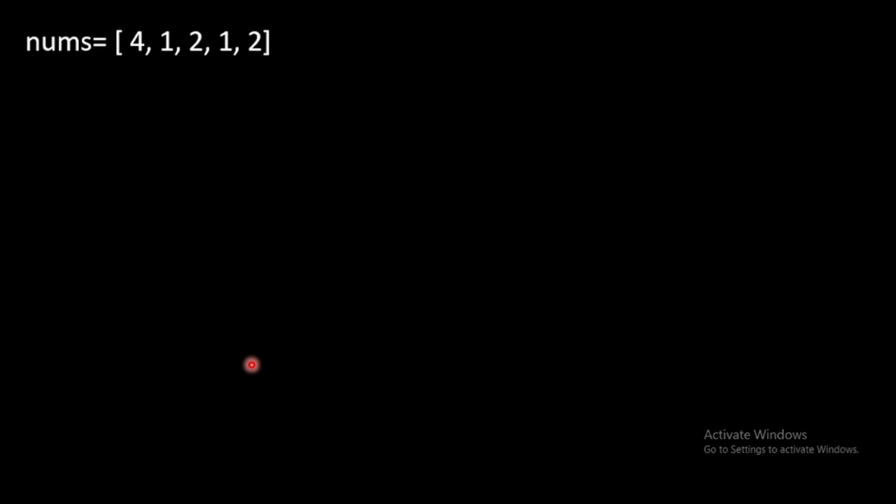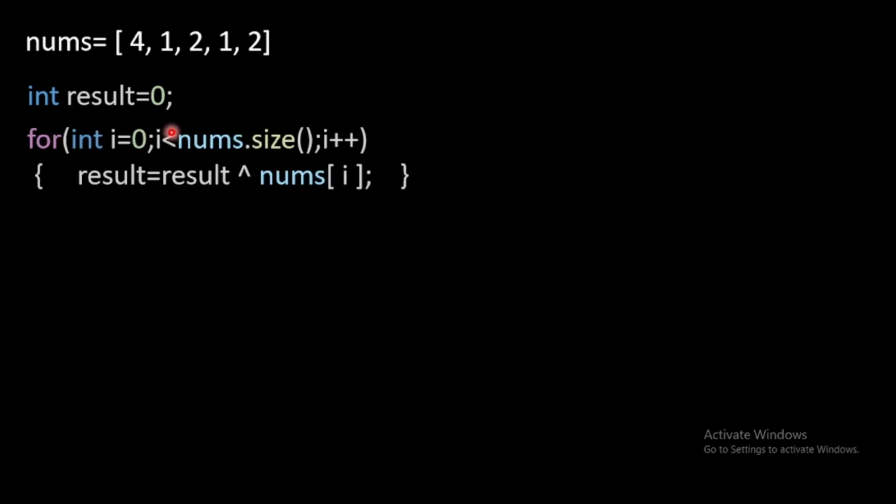Okay, let's revisit another example. So here now our nums array contains 5 elements, that are 4, 1, 2, 1, and 2. You can easily see that our output here will be 4. Now let's see how our code is calculating it. Similar to before, we will assume our result and initialize it with 0, iterate through all of the elements of the nums array and replace result by taking XOR with the corresponding nums element.